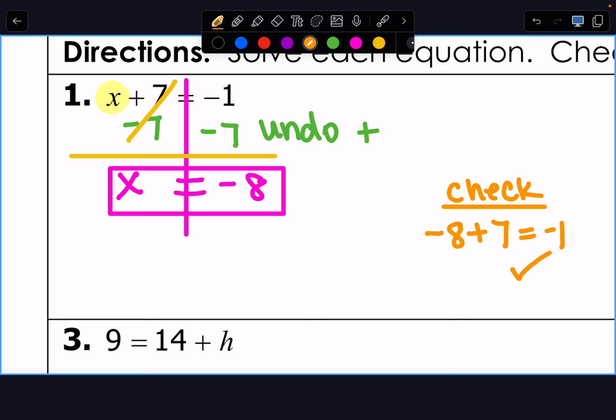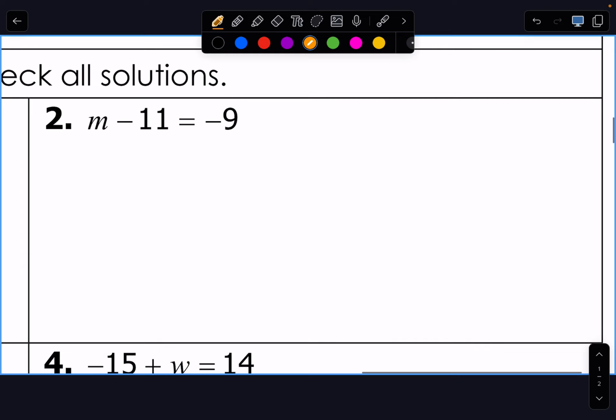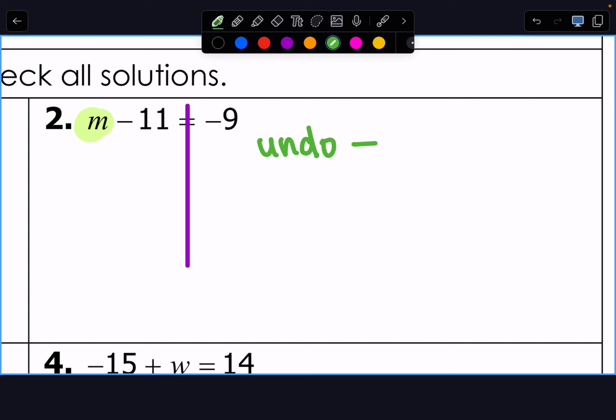All right, let's look at number 2. Draw your fence. I'll use better colors this time. All right. What's our variable? M. And I am noticing that there is M minus 11. So since 11 is being subtracted, we need to undo the subtraction.